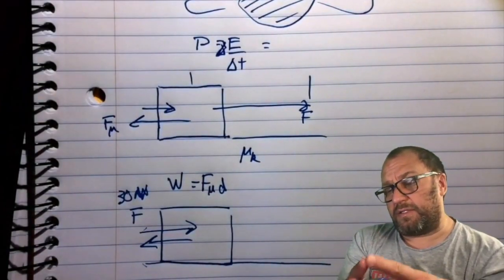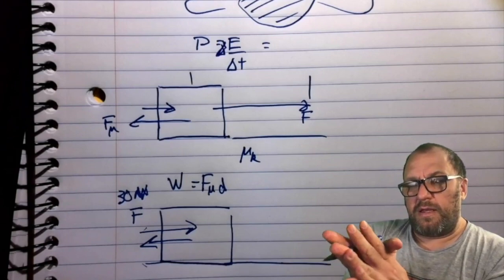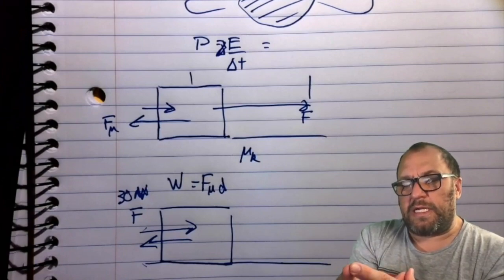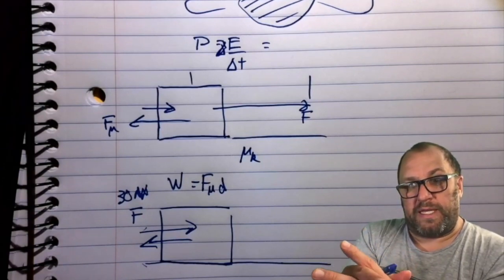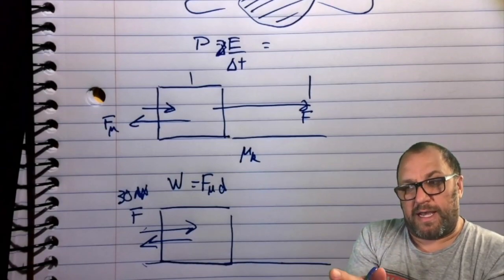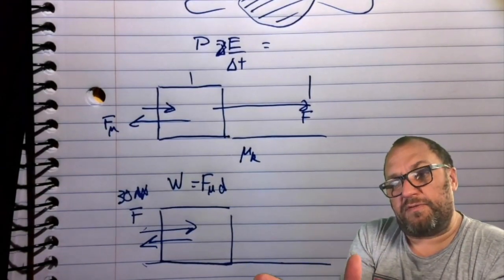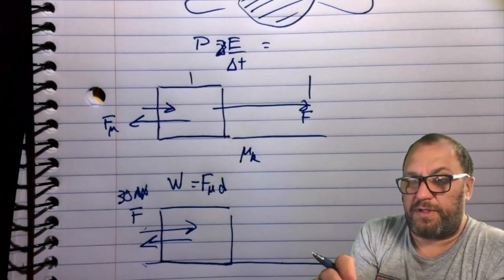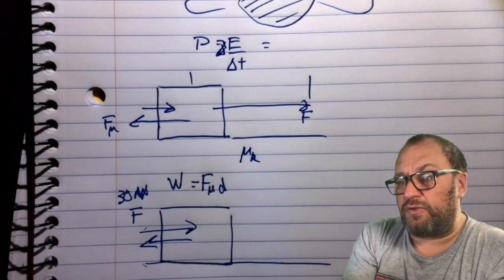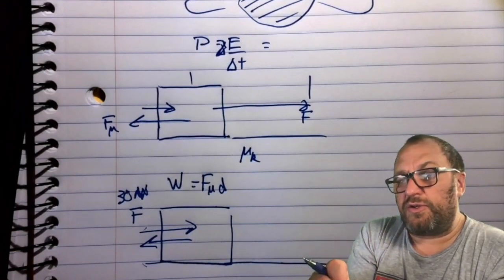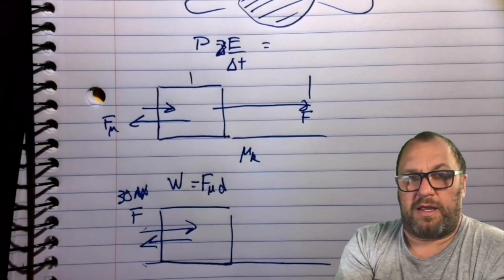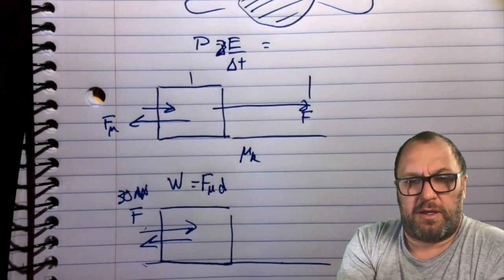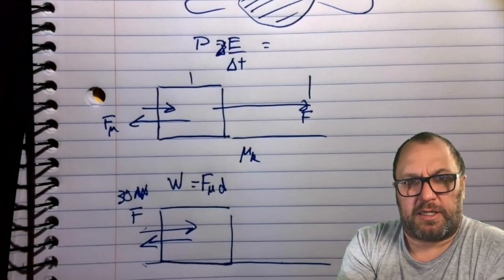If the crate starts to slip, okay, then the coefficient of friction is going to change, and that will be different. Okay, so then you'll need to know the coefficient of kinetic friction, which is usually always less than the coefficient of static friction. So know when to use each of those, what things you'll need to know in terms of friction. Okay, so let's take a look here.